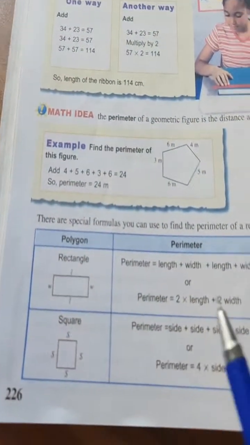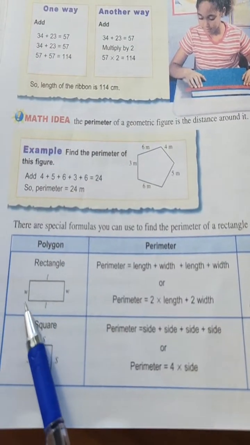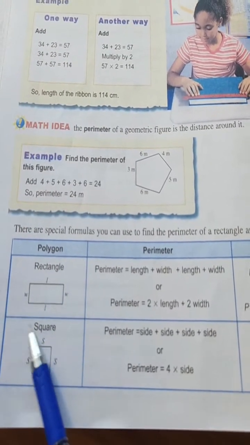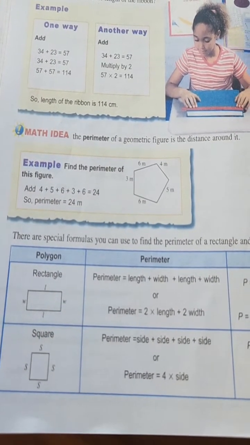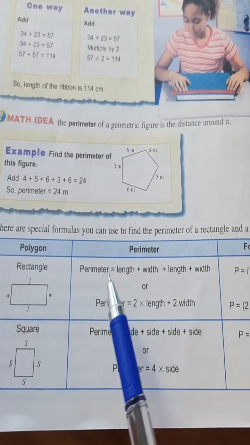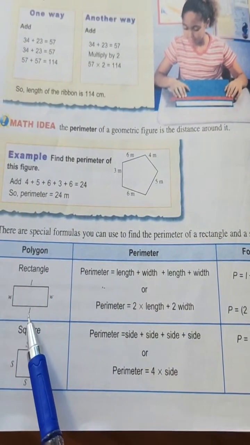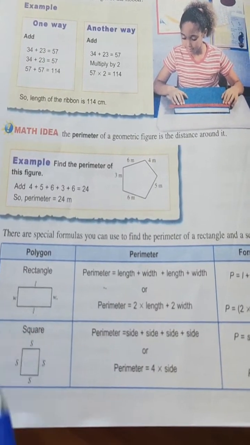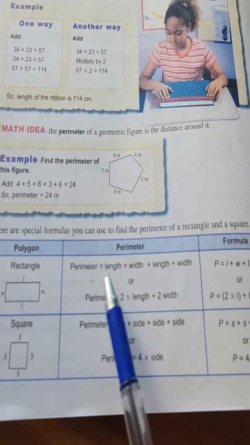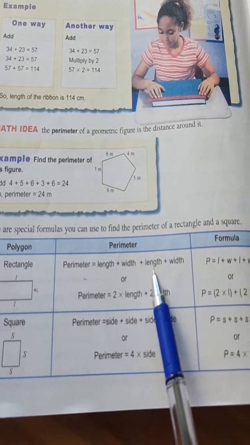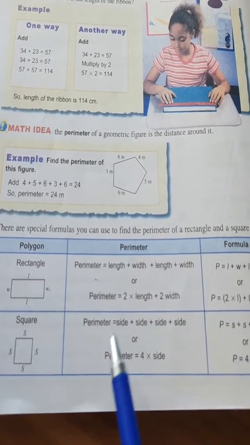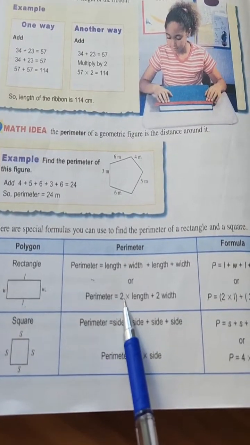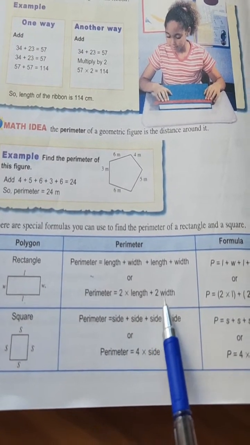What does it mean? Here we have in our book the rectangle and this symbol. So it means perimeter, L is length, W is width: length, width, length, width. How will we do this? Perimeter is length plus width plus length plus width. Or you can write perimeter is 2 times length plus 2 times width.